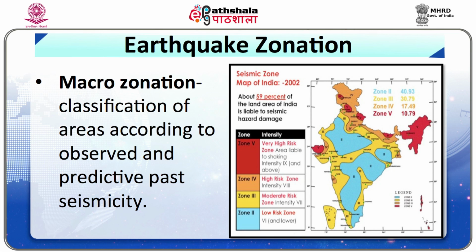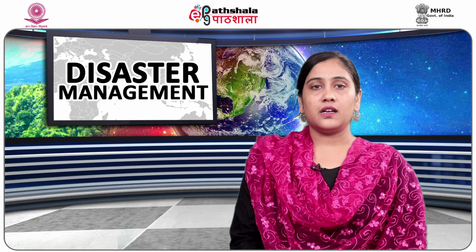Earthquake zonation. Seismic hazard maps help in classification of areas according to observed and predicted past seismicity. India is divided into 4 zones, Zone 2 to Zone 5, with respect to the observed and probable seismicity according to IS 1893-2002. No location in India exists in Zone 1, as no location in the country is considered completely free from seismic hazard.